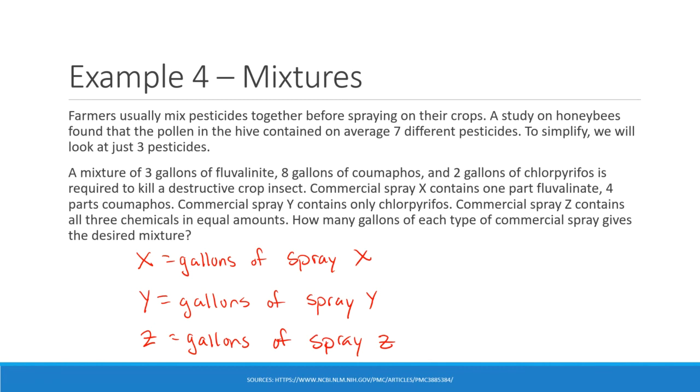We know how many gallons we need of each chemical, but we don't know how many gallons of each actual pesticide mix to put in. So that's what we're looking for. We're looking for how much do I need of X, how much do I need of Y, how much do I need of Z. So those are our unknowns. When we're doing something with parts, we need to think of how many parts we have. So I'm going to go to a new slide because this was a wordy problem.